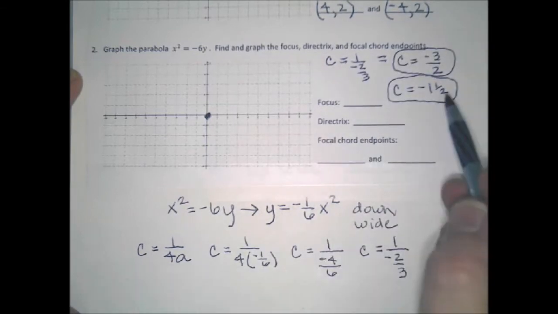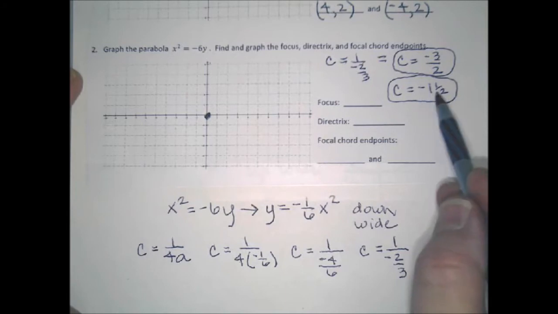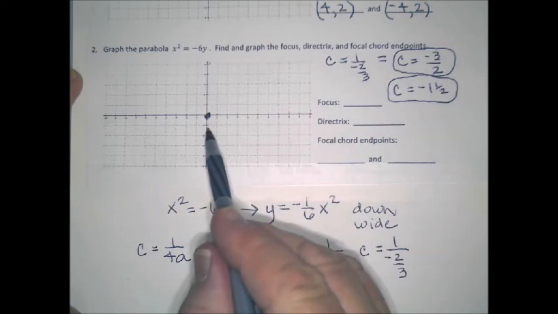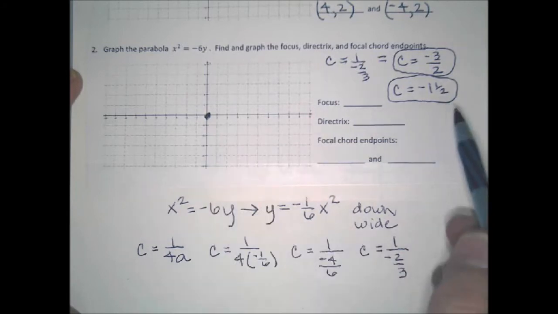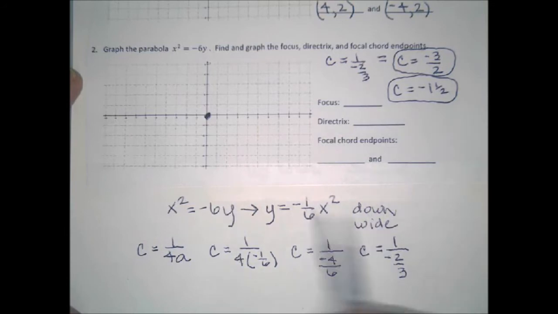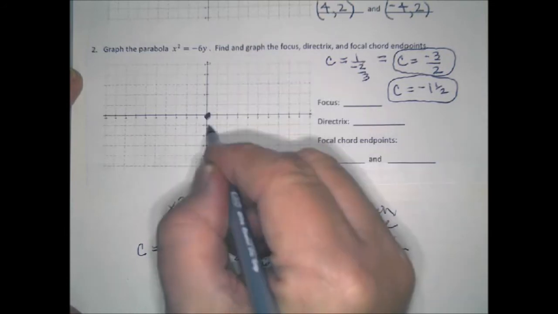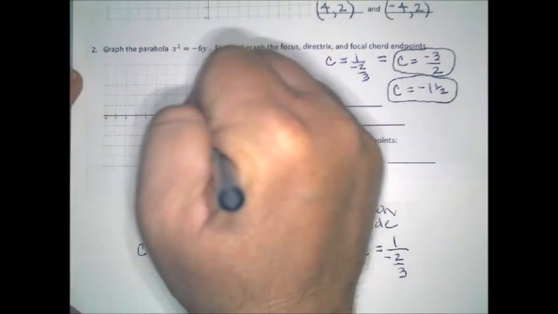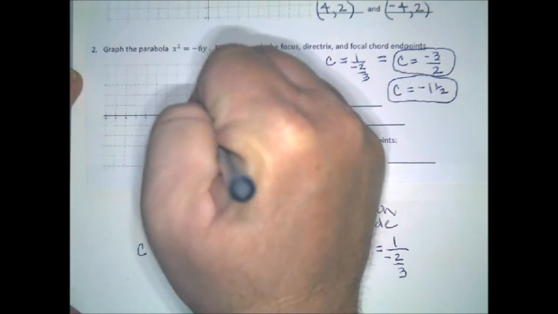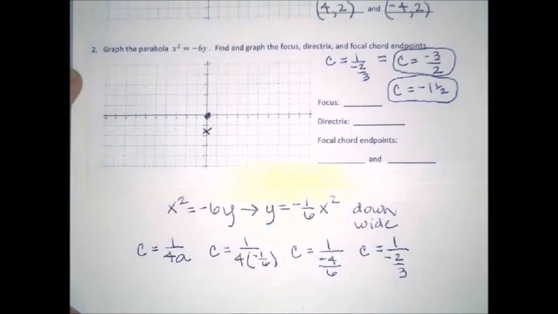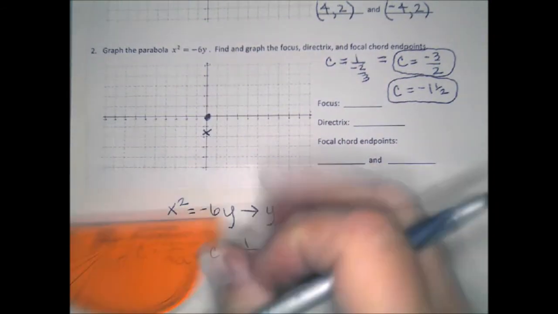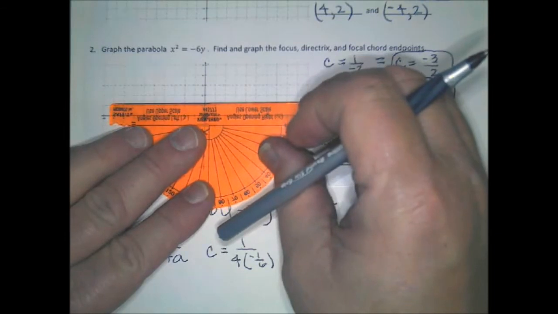So remember what C tells us. You go 1 1/2 steps to find the focus. But this was a down parabola, so actually you go 1 1/2 steps down, and there's your focus. And you also go 1 1/2 steps up, and there's your directrix.